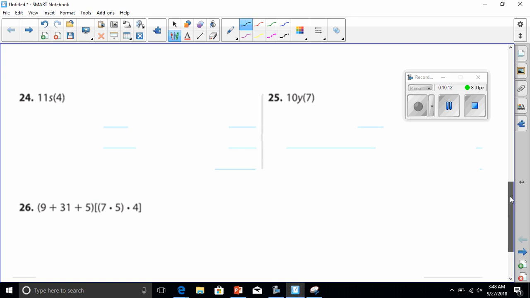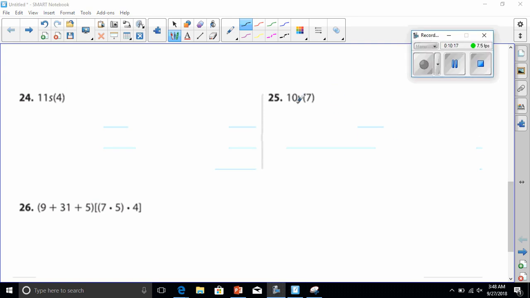It says 10y times 7. Well, the first thing I can do is realize that I'm allowed to go ahead and rearrange the order, right? So I could say this is 10 times 7 times y. Okay? And that's going to be my commutative properties because I rearranged the numbers. And that'll be commutative properties of multiplication because we were multiplying.